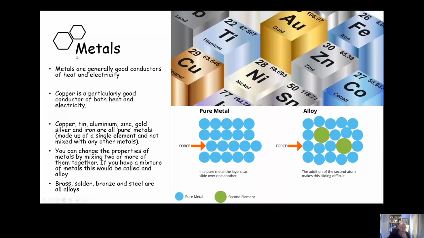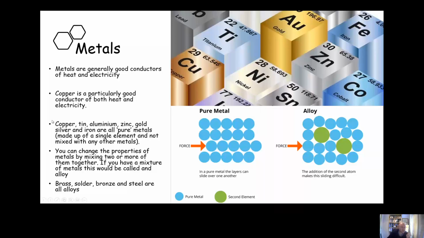Metals, on the other hand, are very good conductors of electricity and heat, with copper being an excellent conductor of both heat and electricity. And copper, tin, aluminium, gold, zinc, silver, iron, nickel, titanium, cobalt, lead, these are all pure metals, and they're generally speaking softer than mixtures of metals.